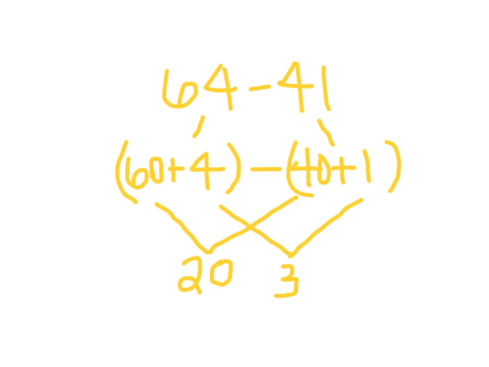So again, we're going back to the tricky part of 20 and 3, okay? So we need to make sure that we add. So 20 plus 3 is 23.